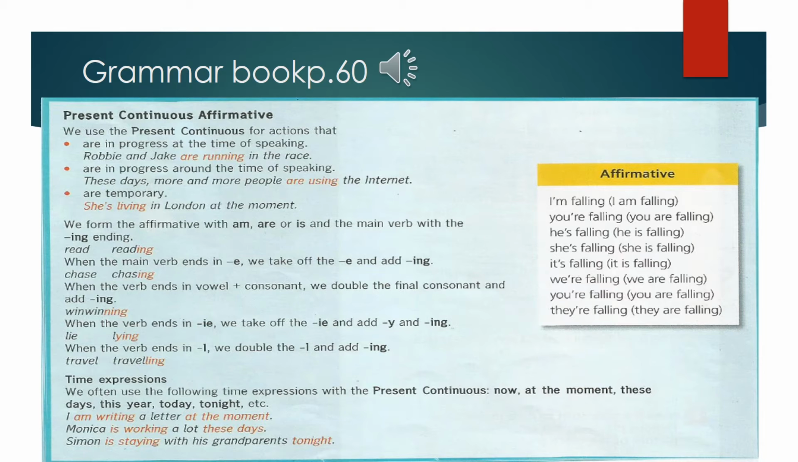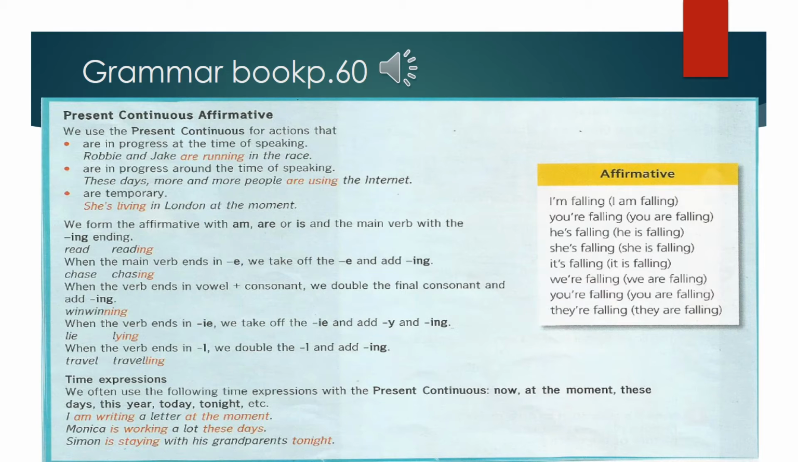We form the affirmative with am, are, or is, and the main verb with the ing ending. Read, it will be reading. When the main verb ends in e, we drop the e. We say goodbye, Mr. E, and add what? Ing. Chase, it will be chasing. When the verb ends in vowel consonant, we double the final consonant and we add ing. Win, it will be winning. When the verb ends in IE, we drop IE and add Y, okay? Lie, lying, okay? When the verb ends in L, we double the L and add ING, like travel, it will be traveling.